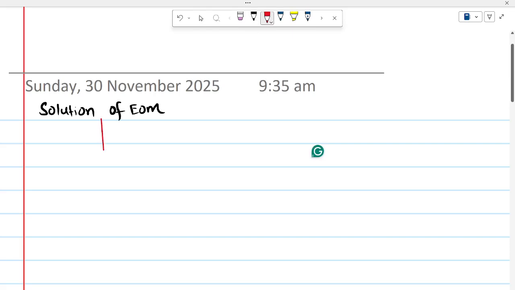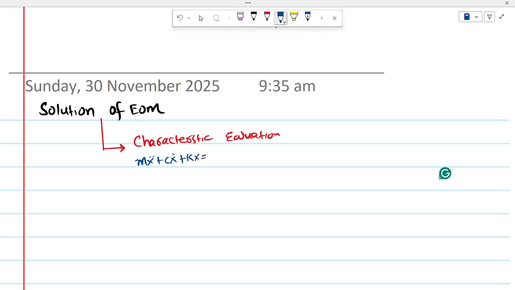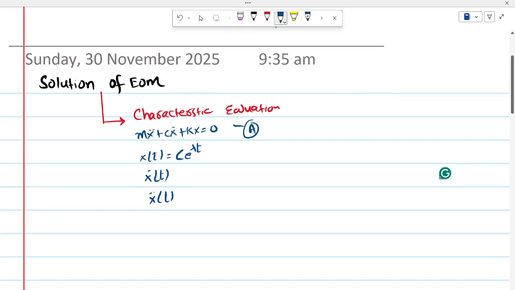So the first one is the standard classical method of characteristic equation. Again, if we have the equation of motion, we use the solution x of t equals C e to the lambda t, and then we take x dot of t, find x double dot of t, and substitute x dot, x double dot and x into this equation A, and then we find the characteristic equation.